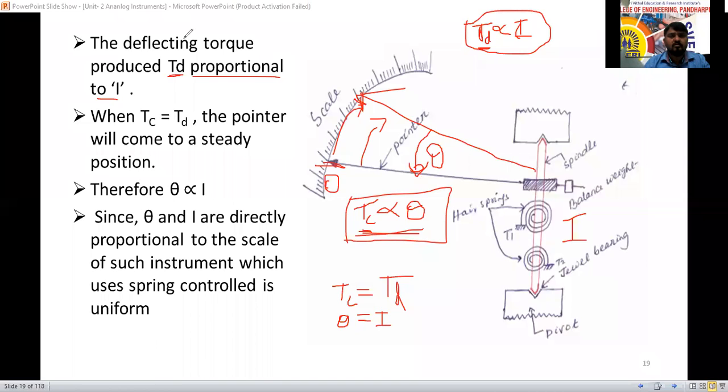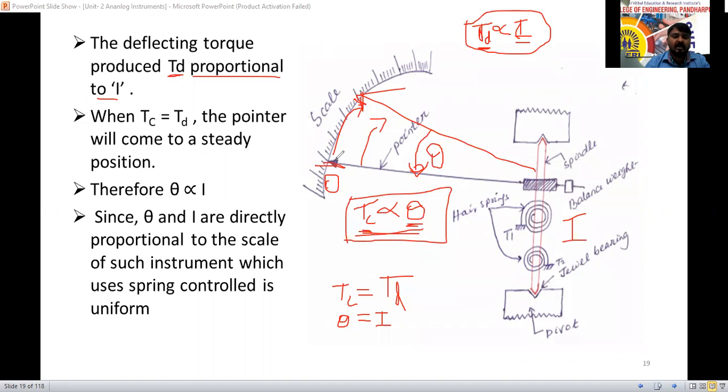Audible, sir. Yes, sir. So the deflecting torque is because of current. The controlling torque is because of the angle of deflection, because of the spring, we are going to call. Spring means whatever angle it rotated, it will bring it back to the original position here now. Shrinking and expanding, that method here. So TC is directly proportional to TD, we are going to call that.